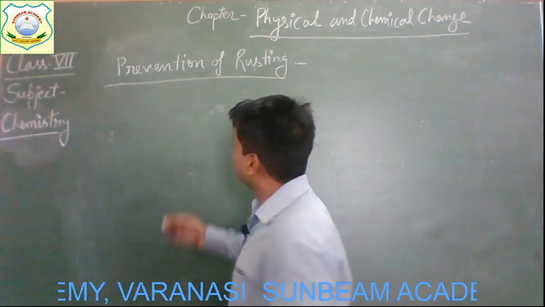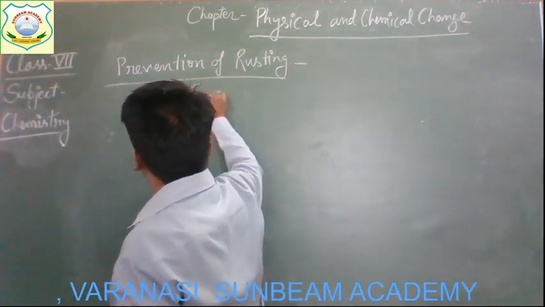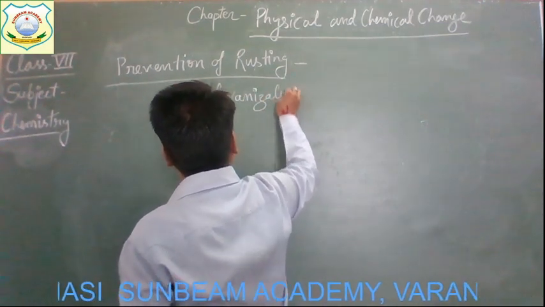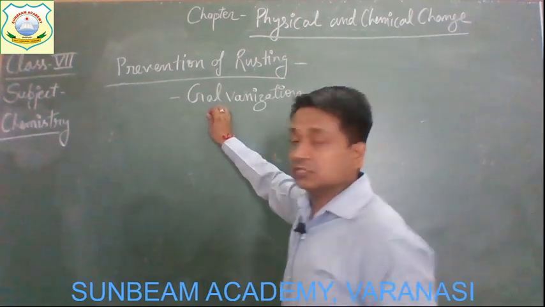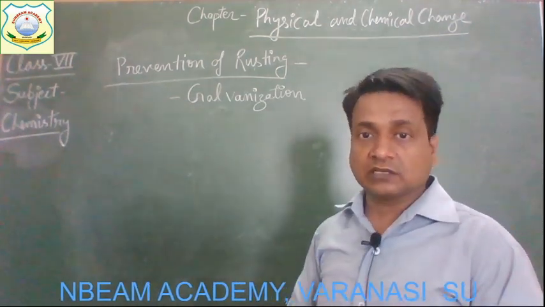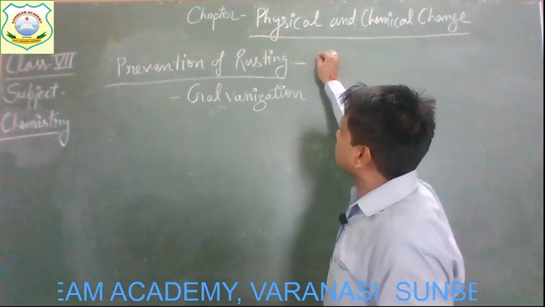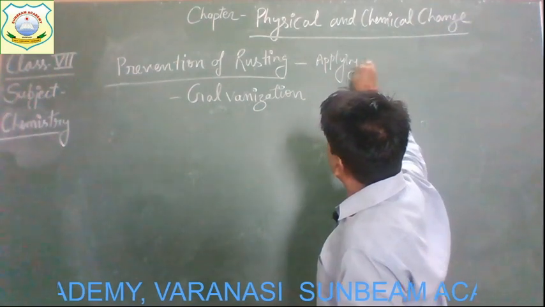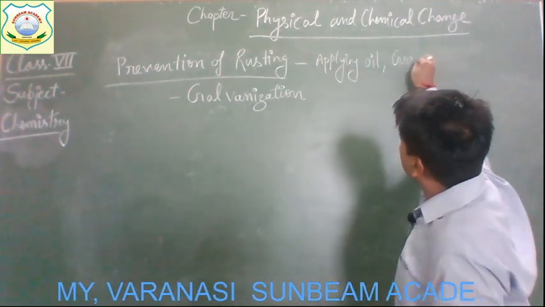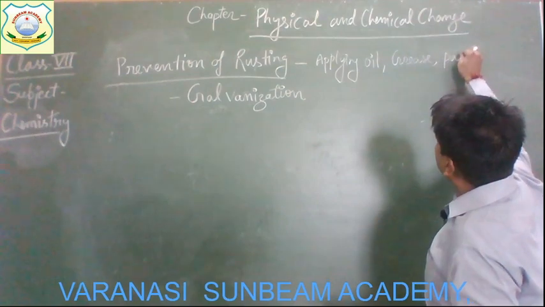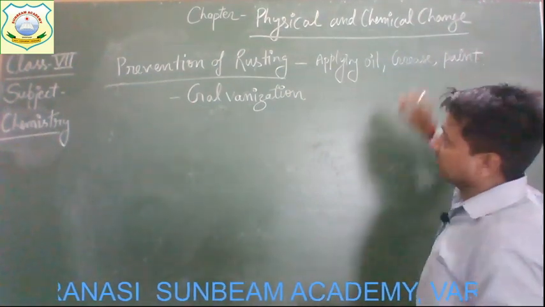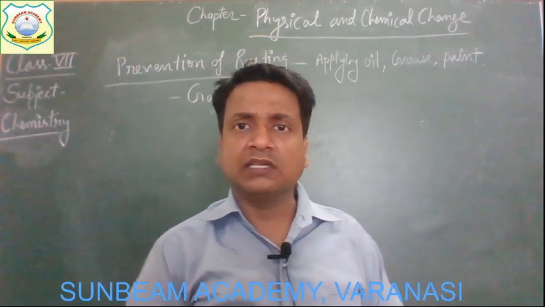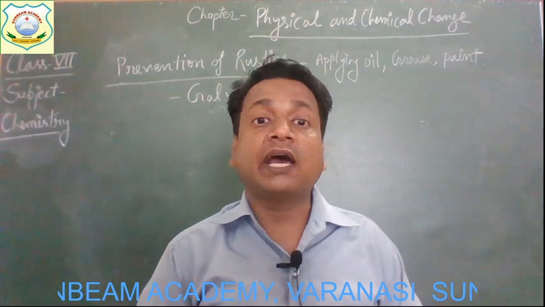Is it clear, children? So the process known as galvanization is used to prevent rust. Okay, and some more methods are applying oil, grease, paint.